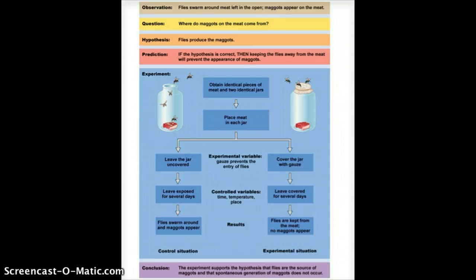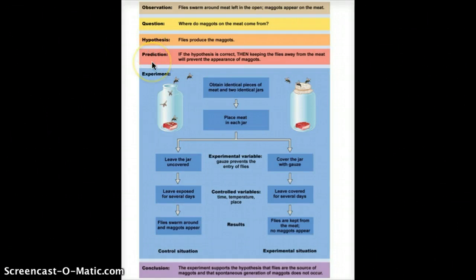And Francisco Redi didn't really agree. So his question was, where do the maggots in the meat really come from? He thought that maybe they were coming from the flies that he would see around the meat. Now this is during the 1600s, so obviously there wasn't good refrigeration, so observations of rotting meat were probably a little more common. So his hypothesis was flies are producing the maggots.